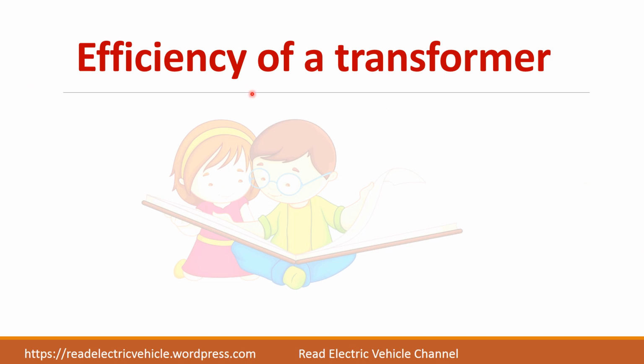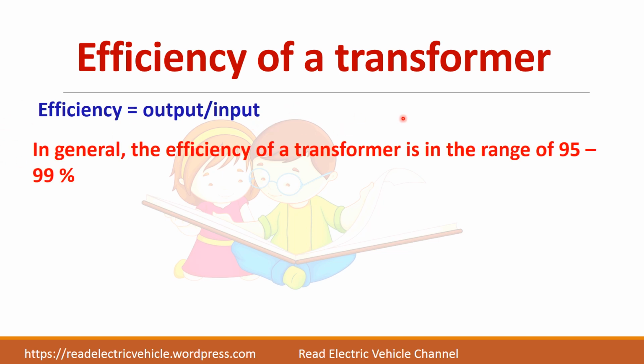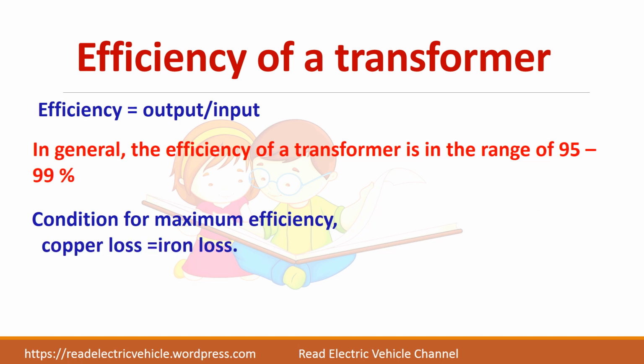Let us see the efficiency of a transformer. Efficiency is given by output by input. If you want percentage, multiply by 100. In general, the efficiency of a transformer will be very high. That is 95 to 99% you can get efficiency. This efficiency of the transformer will be maximum when its copper loss is equal to iron loss.